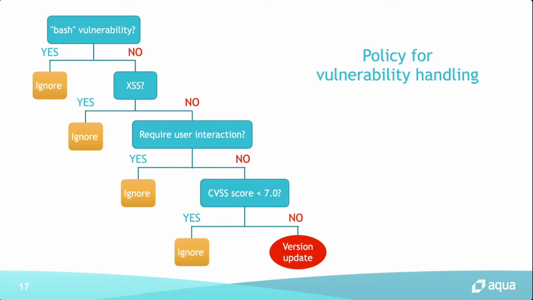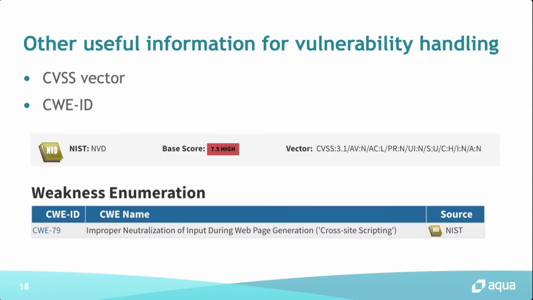If the vulnerability is bash related, or cross-site scripting, or requires user interaction, then you'd classify it as a negligible vulnerability. If it doesn't match any rule, you have to fix the vulnerability by updating the version or some other way. Actually, there is some useful information for vulnerability handling, such as the CVSS vector and CWE ID.